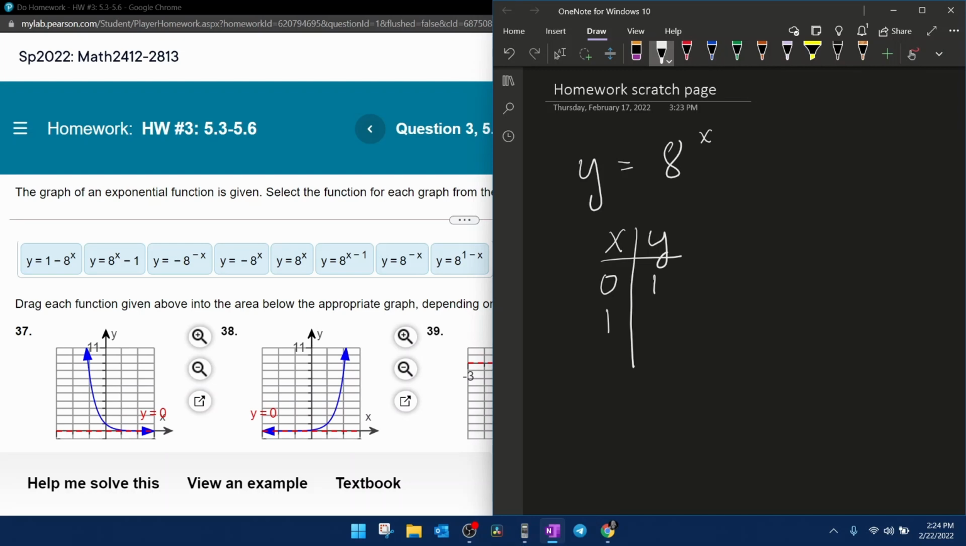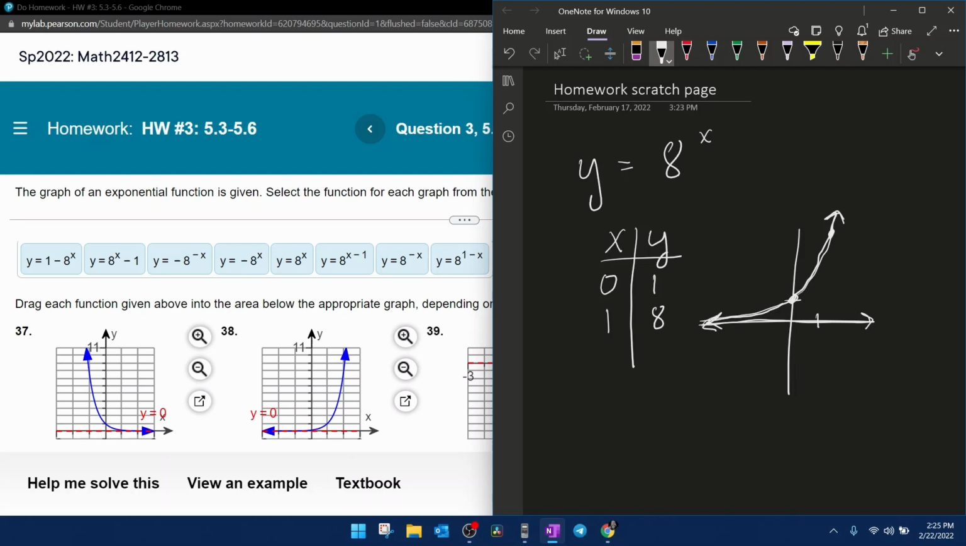And then 8 to the first power is 8. So we know that this graph is going to go through the y-axis at 1, and then when x is 1, we're going to be way up here at 8. So this graph is going to come over and curve up like so. Every exponential curve is going to have a horizontal asymptote. That is the line that the graph approaches but never touches. And here we can see that this is an understood positive 8. Then that curve will curve up to the right.